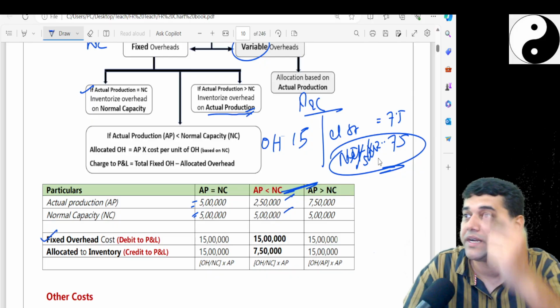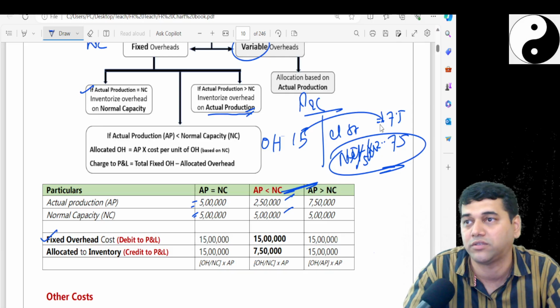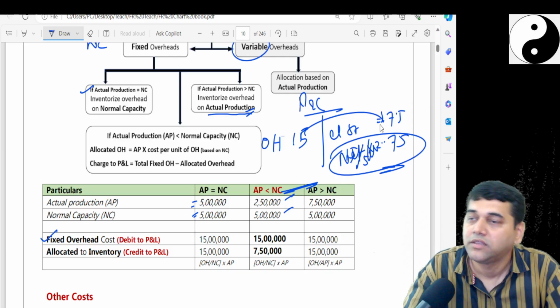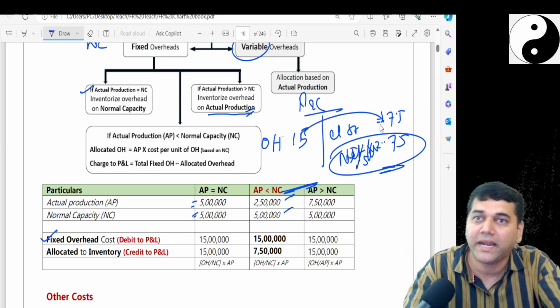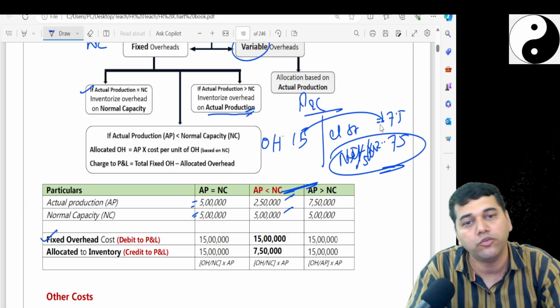Abnormal cost should go to the P&L account. That means if it is an abnormal cost, don't load it on the inventory. Don't include that in the calculation. The moment you don't include it in the calculation, automatically your credit will be low, and when the credit is lower than debit, you will have a net loss.